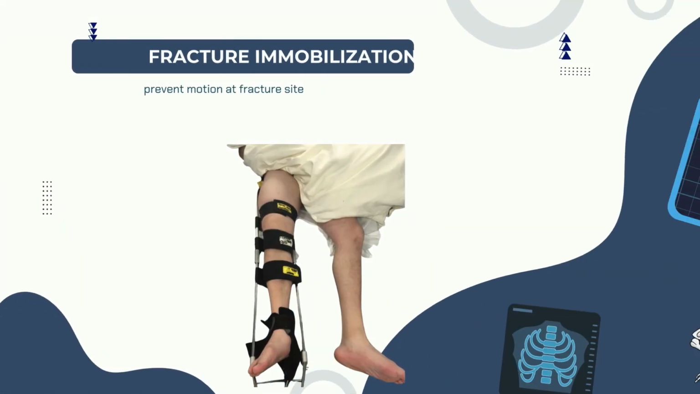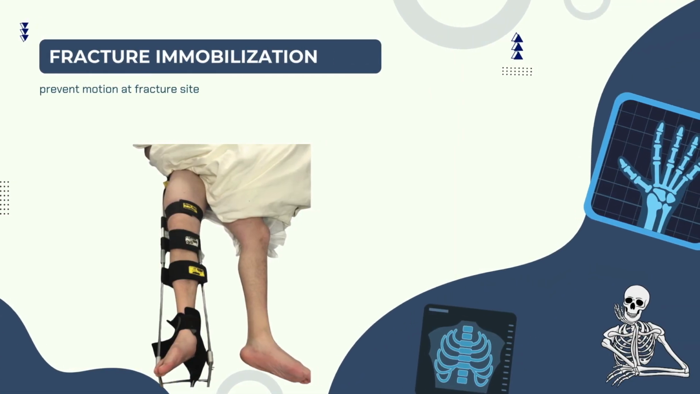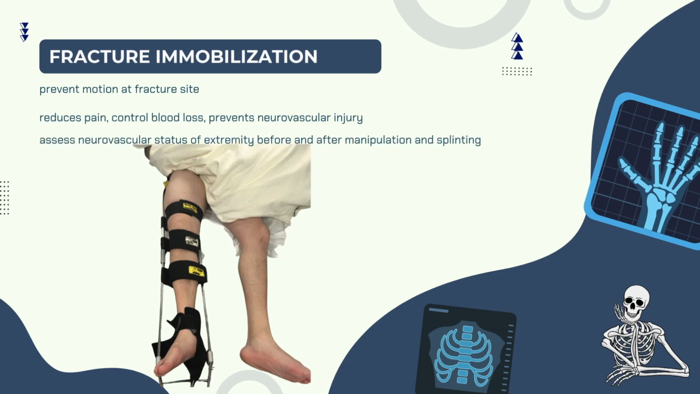During the primary survey, if you find any major long bone is fractured, then we have to splint it and immobilize it. Immobilization will prevent the motion of the fracture site, reduce pain, control blood loss, and prevent a neurovascular injury. Assess neurovascular status of the extremity before and after manipulating and splinting if it is done.